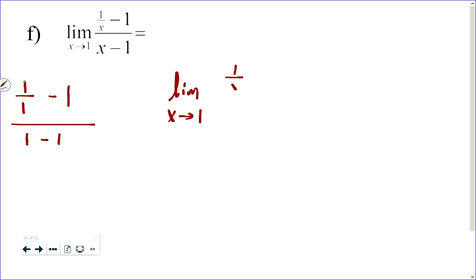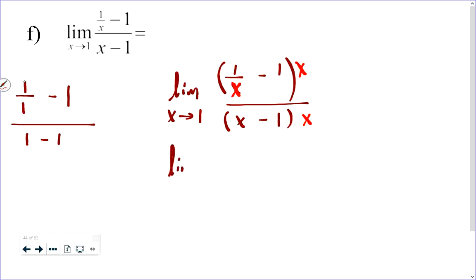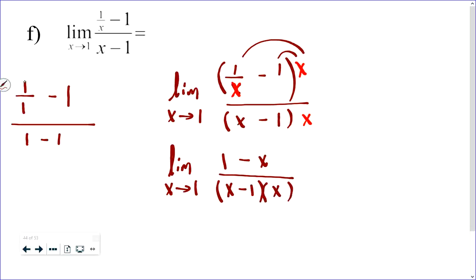I'm going to take the entire fraction and multiply the numerator and the denominator by x. And the reason I'm doing that is to eliminate this little pesky mini denominator here. Now I have the limit as x approaches 1 of x times 1 over x is 1, x times negative 1 is minus x, over x minus 1 times x.